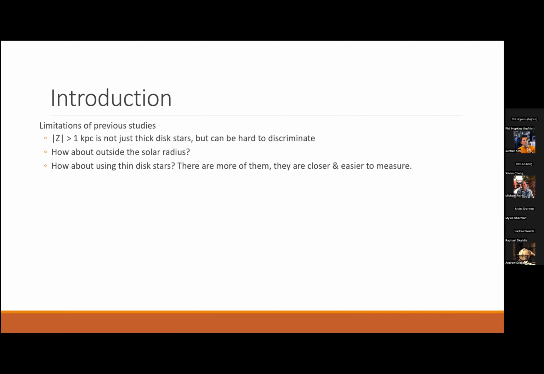So obviously there are a number of limitations. For example, the larger vertical height does not necessarily mean just thick disk stars, but it could be hard to discriminate thin disk, thick disk, and halo stars without chemical information. So how about outside the solar radius? Most of the research is limited to within the solar radius, within the solar neighborhood. How about using thin disk stars? There are more of them. They're closer and easier to measure, which should give us better results.